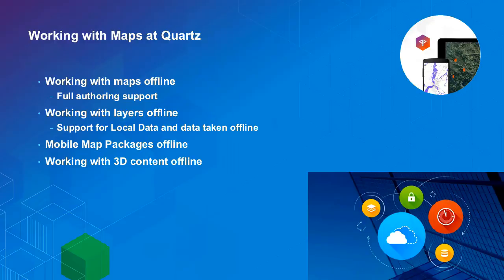Work with mobile map packages. That's the next generation of the create runtime content. It's an even better experience and a better format for getting data from your desktop in Pro into a runtime application. And when you're working offline, it's not just about 2D content offline, it's also about 3D content. So you'll be able to build 3D applications that work disconnected as well.